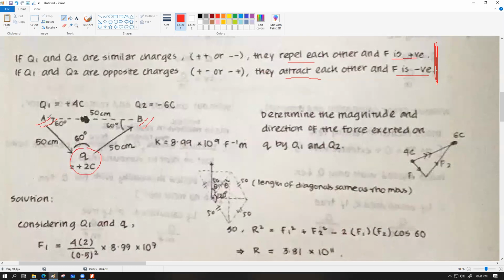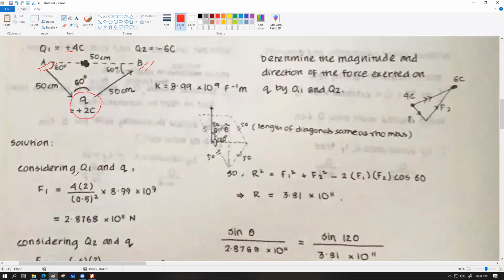First, by looking at the signs of these two charges, we can understand that this Q is going to experience a repulsive force downward left, because they are both similar charges, whereas it's going to experience an attractive force in the upward right, because they are opposite charges. That's why these arrows are aimed in this direction. So we're going to find out the individual forces first.